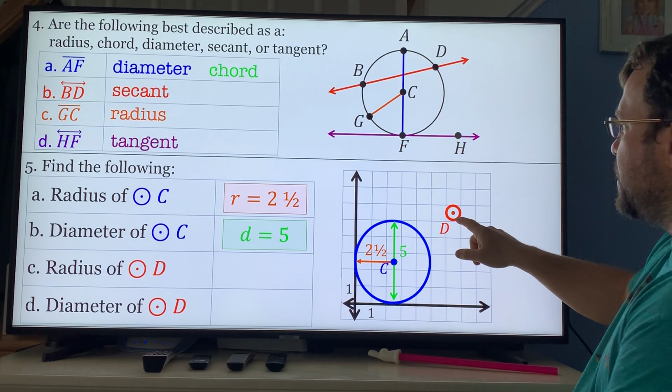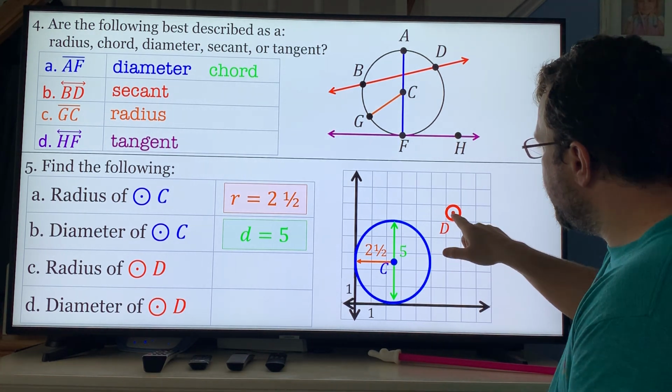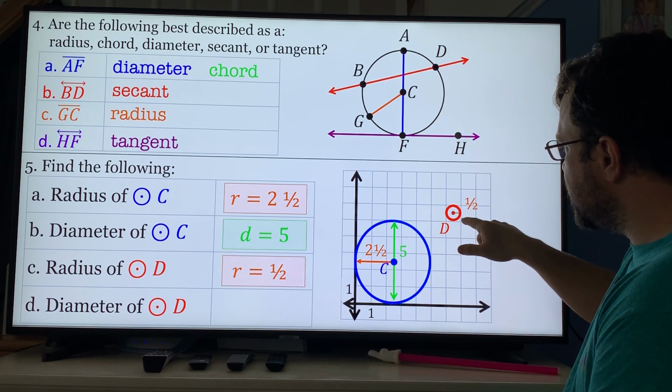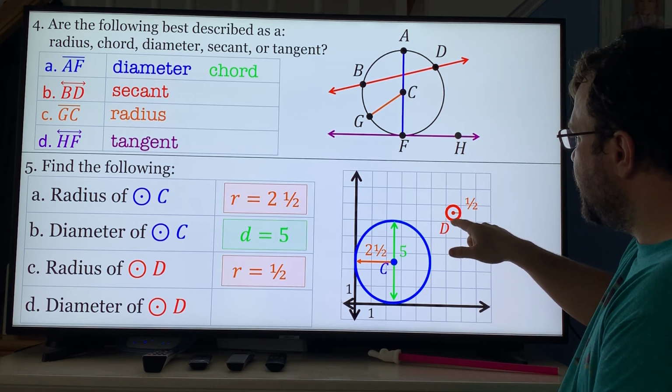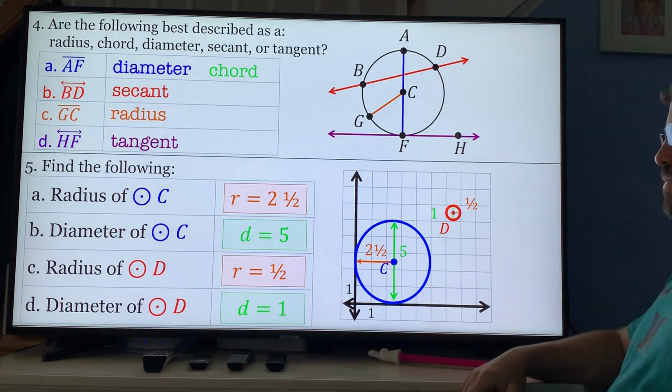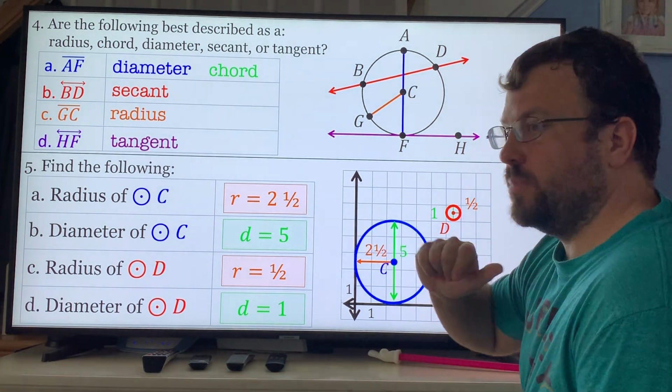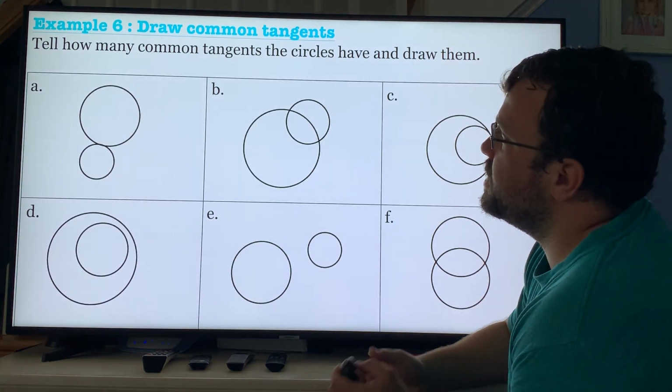All right, radius of D. Look at this little guy. Well, the whole diameter, I would do diameter first. You can see that's 1, so the radius is actually half. And then your diameter is 1. Teeny little thing. You could have teeny circles too. Nice and easy.